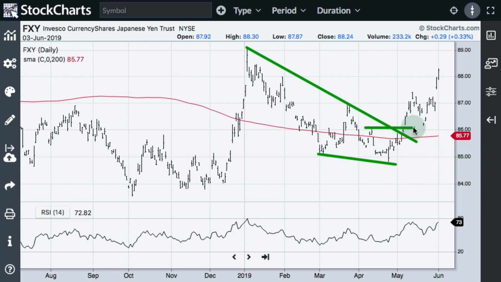And then we got this massive breakout there in May. And we had a little pullback to the breakout zone. This is a classic throwback to this 86 area, and now we've surged. And so the yen is breaking out and surging, and that means money is risk averse out there in the global financial markets.